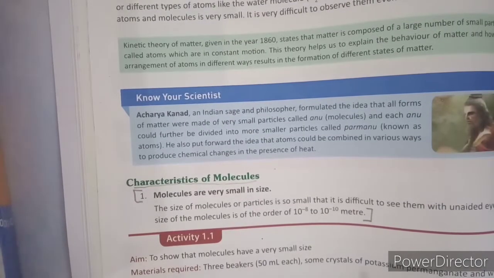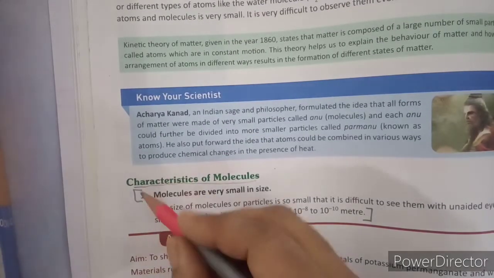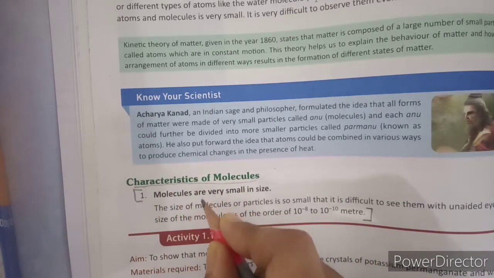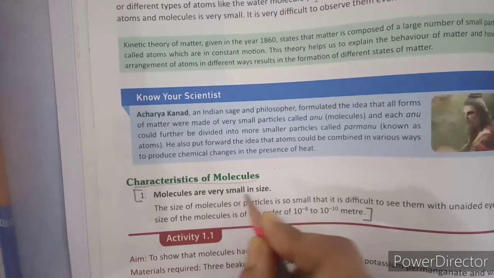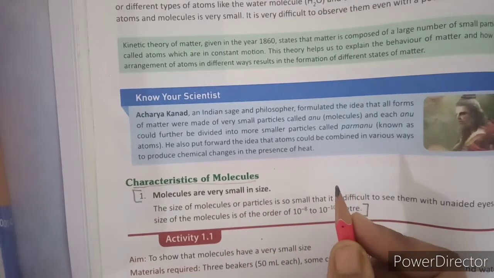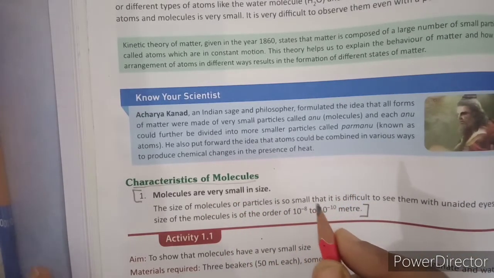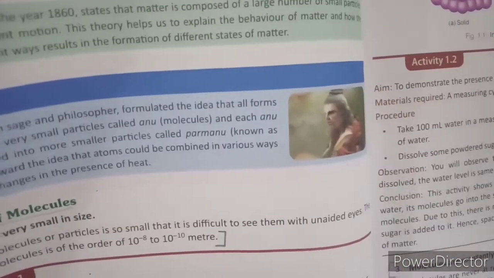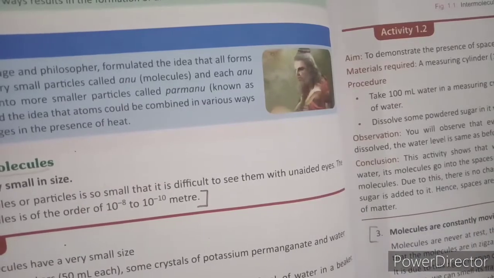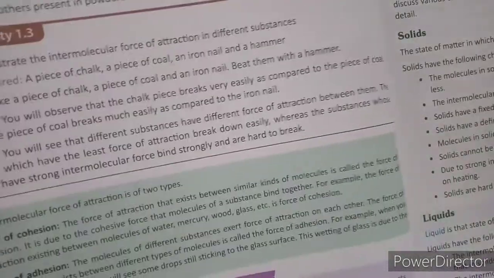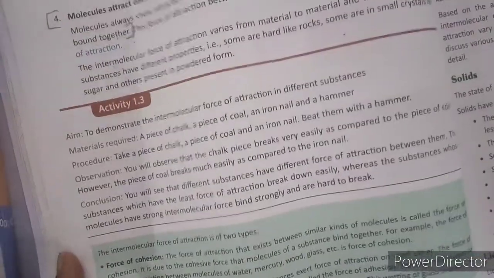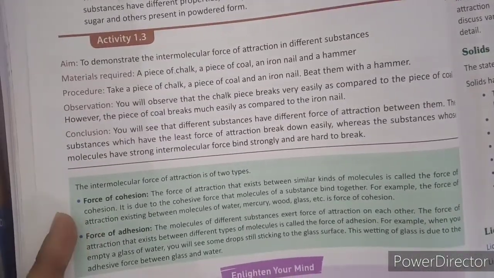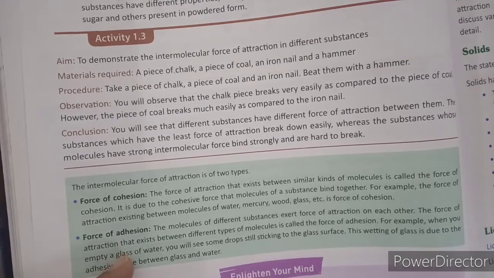So for the second question, that is characteristics of molecules, you have to write 4 points. Molecules are very small in size is the first point. Second point is molecules have spaces between them. Then molecules are constantly moving. And the last point is molecules attract each other. So 4 points you have to write for the characteristics of molecules.